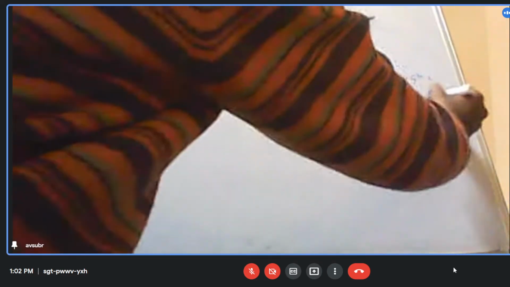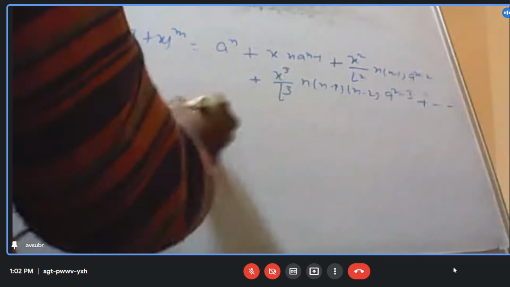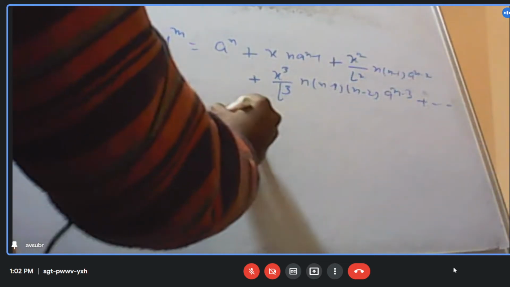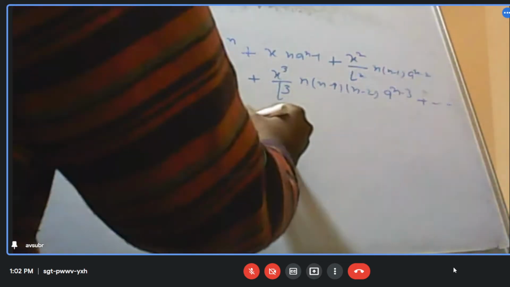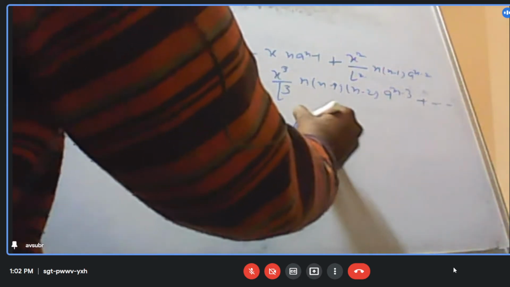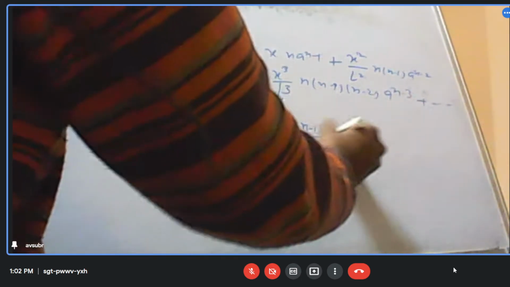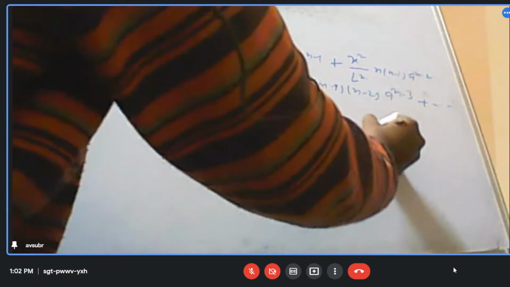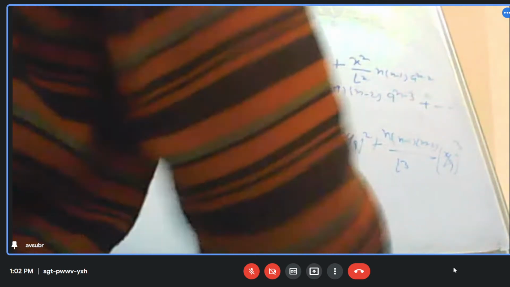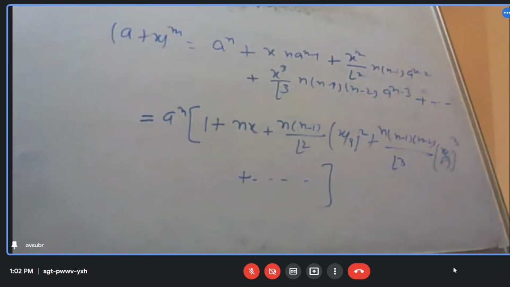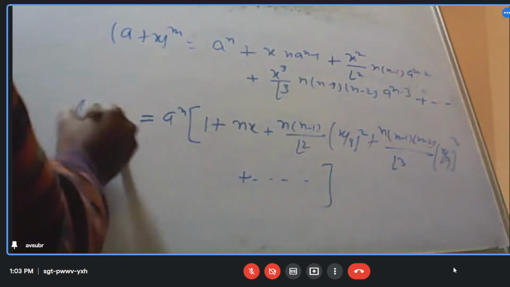Now I can take a to the power n as common, so this will become 1 plus n into x by a, plus n into (n minus 1) by factorial 2 into (x by a) whole square, plus n into (n minus 1) into (n minus 2) by factorial 3 into (x by a) to the power 3, and so on. So this is what it will be.